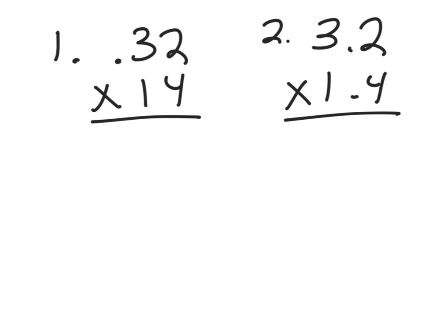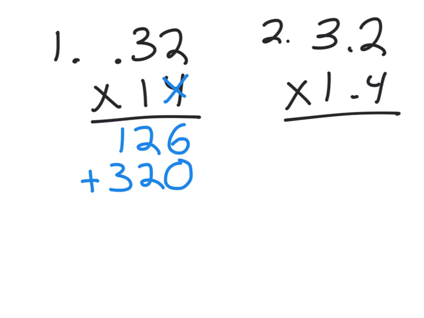All right, so 4 times 2 is 8. 4 times 3 is 12. Okay, done with the 4, put down a 0. 1 times 2 is 2. 1 times 3 is 3. I am done. I can add. 6, 2 plus 2 is 4, 1 plus 3 is 4.